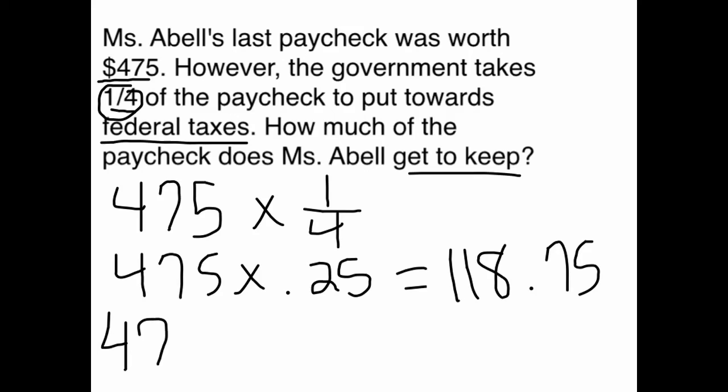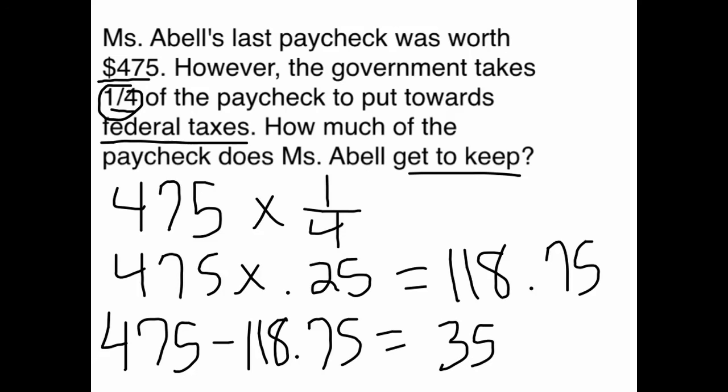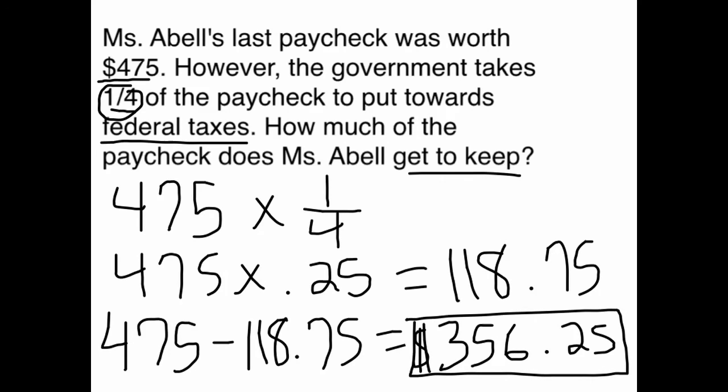So it's going to be 475 subtract $118.75. Again, use calculators for this. Just show all of your work. Make sure everything's written down before you punch it in. And if I subtract these, it's going to come out to $356.25. And this is the amount that I get to take home and put towards food, groceries, rent, etc.